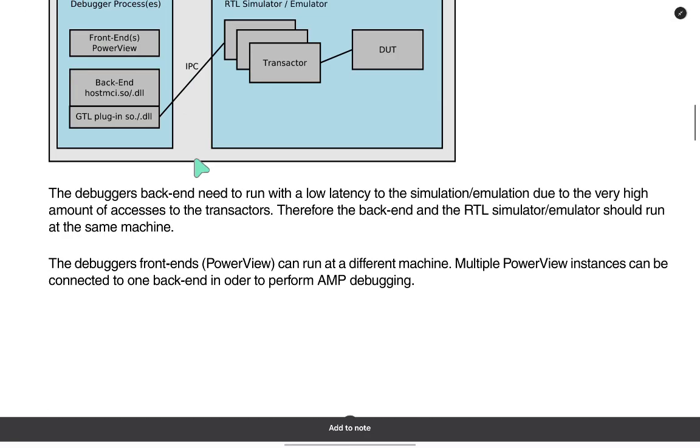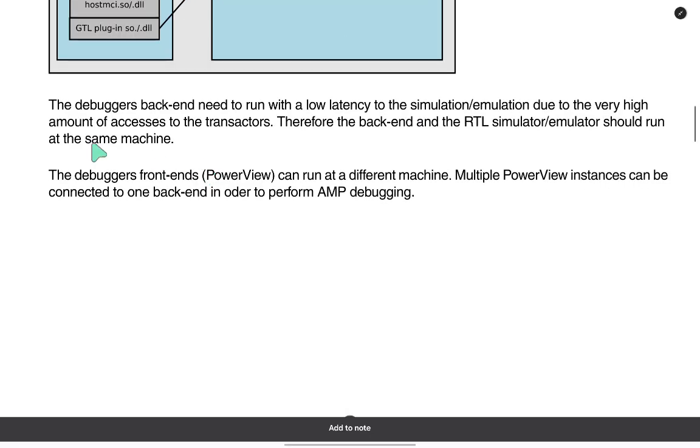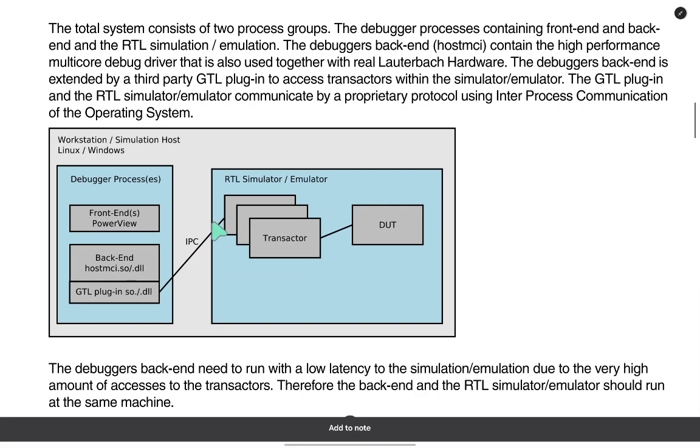The debugger's backend needs to run with low latency to simulation and emulation due to the very high amount of accesses to the transjectors. Therefore, the backend and the RTL simulator and emulator should run on the same machine. The debugger's front ends, PowerView, can run on a different machine, so multiple PowerView instances can be connected to one backend in order to perform AMP debugging. Like this.